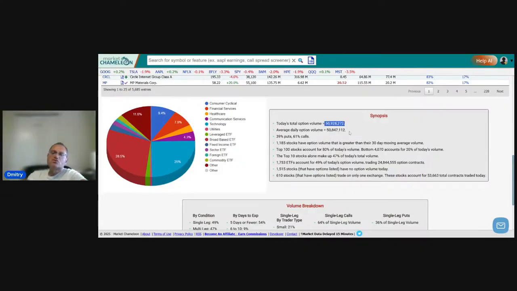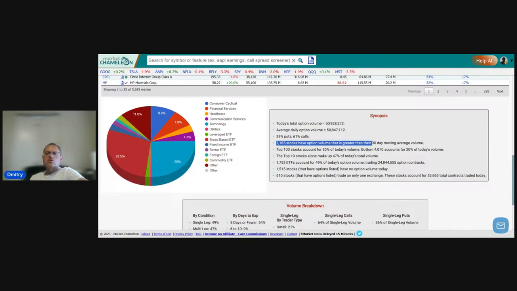This gives us a breakdown of all the volume. So we could see today's total volume versus average daily volume. So pretty close, around 50 million contracts. This gives us a split between total puts versus calls. So 39% puts, 61% calls. Much more calls were traded across the entire market. This tells us how many stocks are trading at a volume greater than their 30-day moving average. But keep in mind, that will include some stocks that may trade only 10 contracts a day. So if you traded 12, it would be above that.